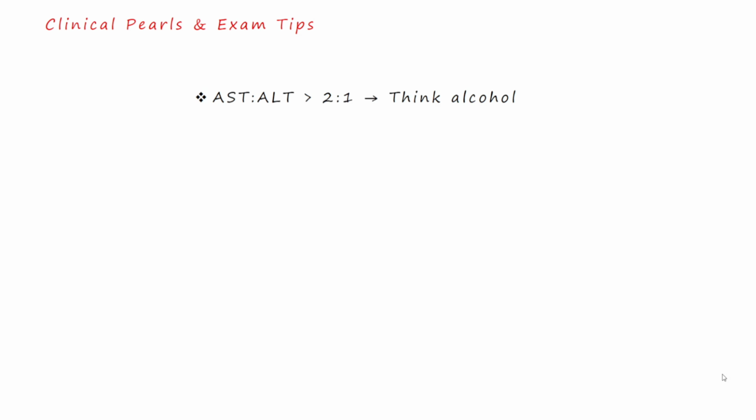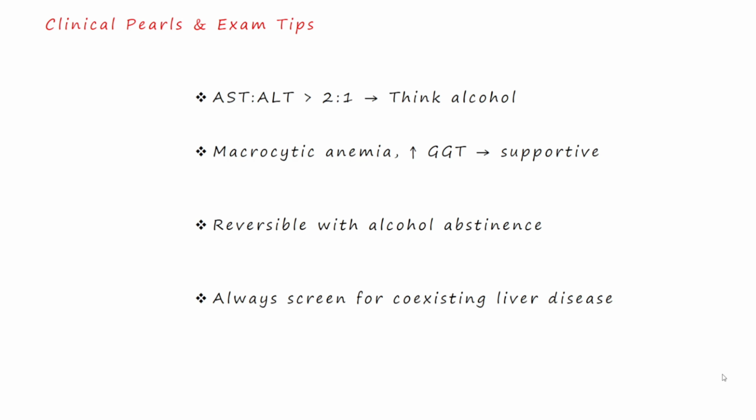Here are some exam crucial tips. AST to ALT ratio will be greater than 2:1. Macrocytic anemia and high GGT should make you think of alcohol-related disease. Always look for other causes of liver injury, especially viral and metabolic.